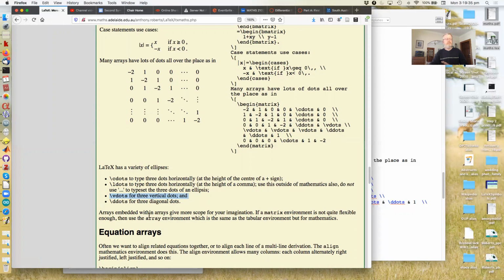You can embed arrays within arrays, whatever you need. Sometimes you need to do that. The AMS matrix environment is the most common one that you'll need. Sometimes it's not quite flexible enough, in which case use the array environment, which is the same as the tabular environment, but it's for mathematics. And you put in column specifiers, c, l, whatever.